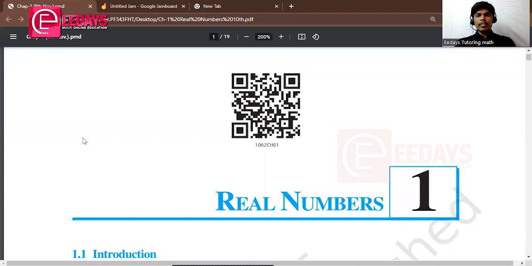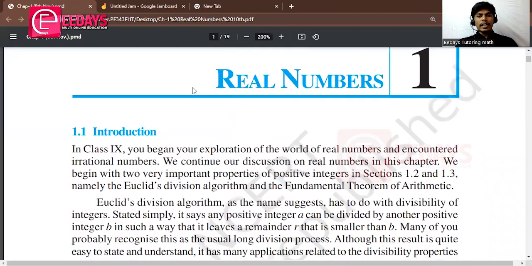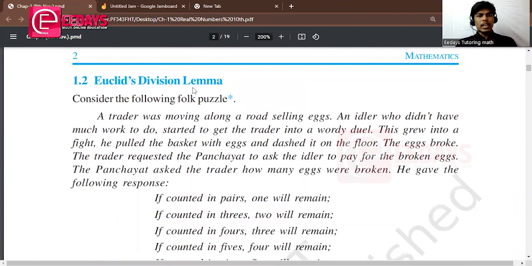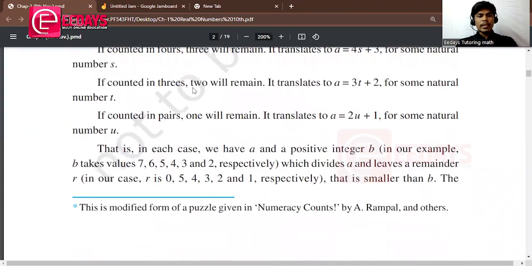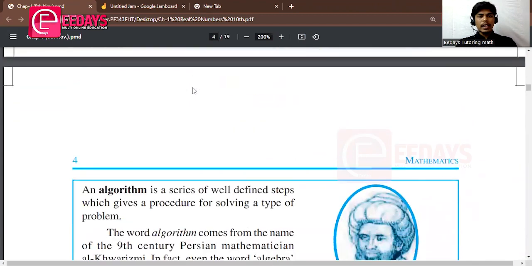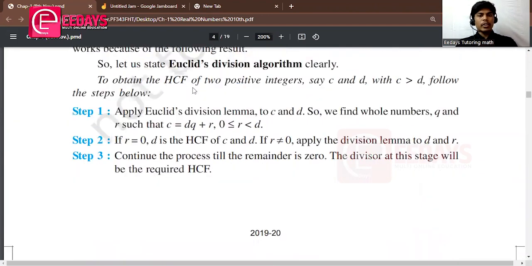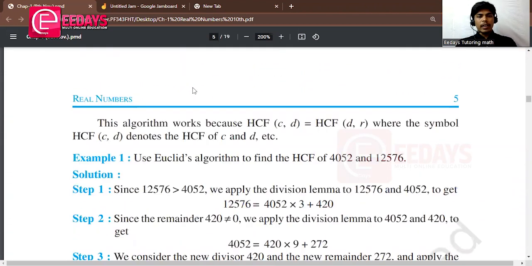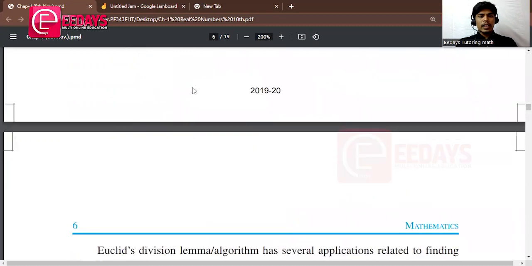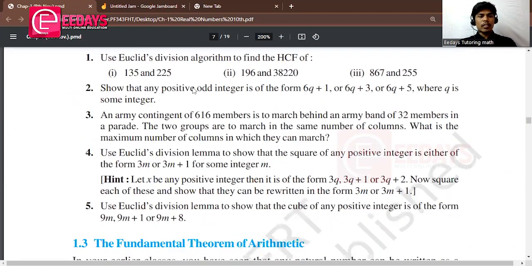I hope the screen is visible, everyone. In real numbers, yesterday we discussed all the topics of Euclid's division lemma, right? We completed Euclid's division lemma, a = bq + r. And we completed how to apply Euclid's division lemma to find the HCF of two numbers. We solved example questions two and completed exercise 1.1. So we learned all the concepts of Euclid's division lemma, right?